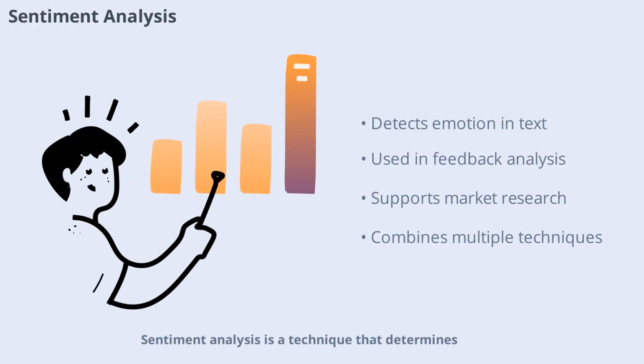Sentiment analysis is a technique that determines the emotional tone behind a piece of text. It's widely used in social media monitoring, customer feedback analysis, and market research. By classifying text as positive, negative, or neutral, sentiment analysis helps businesses understand public opinion and make informed decisions. This technique combines several NLP methods, including tokenization, word embeddings, and machine learning, to accurately gauge sentiment.